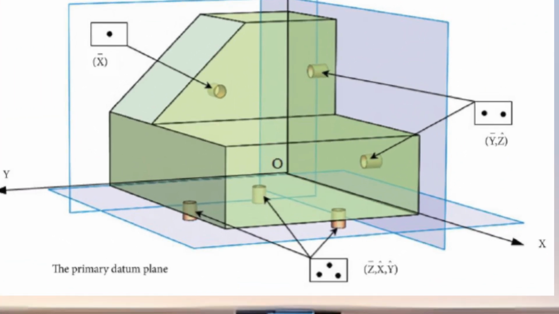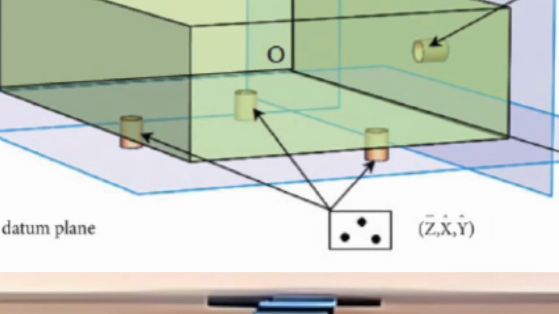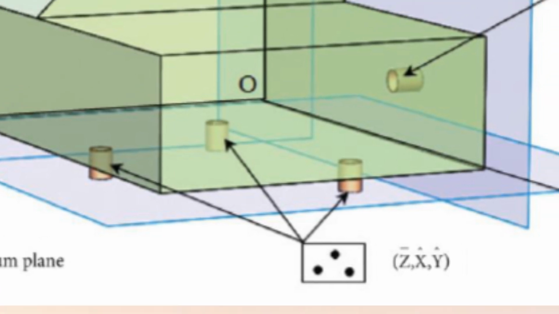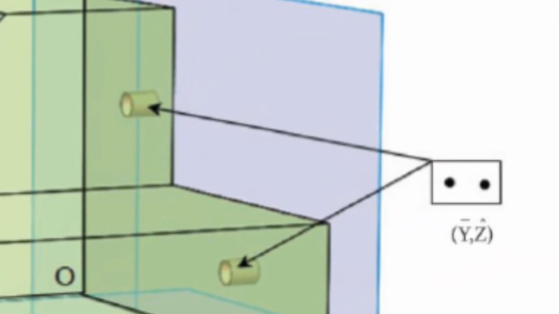3 points. The primary datum establishes a plane by placing the part on 3 points. This plane restricts 3 degrees of freedom, which are translation along the z-axis and rotation about the x and y-axis. 2 points. The secondary datum establishes a second plane perpendicular to the primary plane by contacting 2 points. This plane restricts 2 more degrees of freedom, which are translation along the y-axis and rotation about the z-axis.